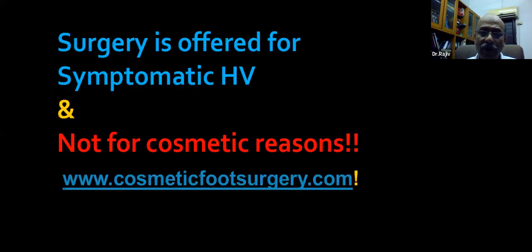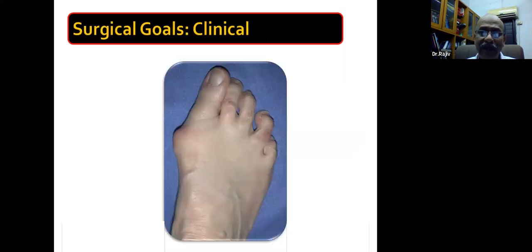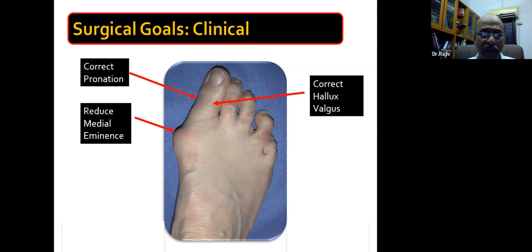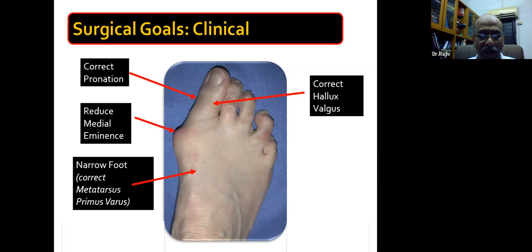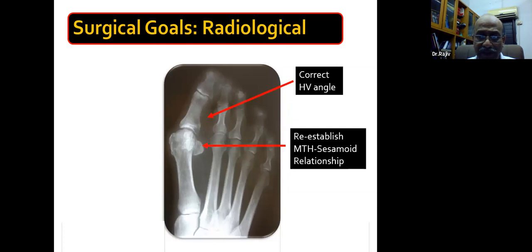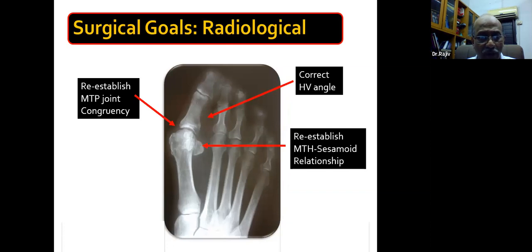Surgery is always offered for symptomatic hallux valgus, not for cosmetic reasons. At surgery, your clinical goals are to correct the hallux valgus per se, correct the pronation of the toe, reduce the medial eminence of the hallux valgus, and narrow the foot to correct the metatarsus primus varus. Your radiological goals are to correct the hallux valgus angle, re-establish the metatarsal head to sesamoid relationship, re-establish congruity of the metatarsophalangeal joint, and correct the intermetatarsal angle.